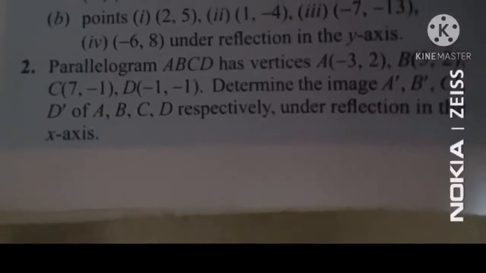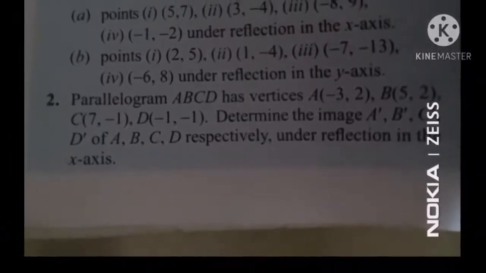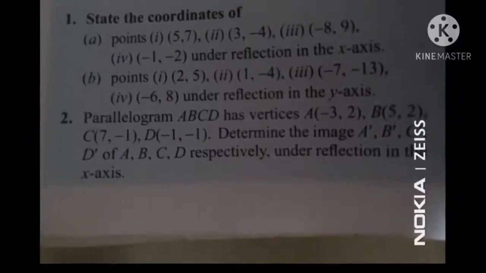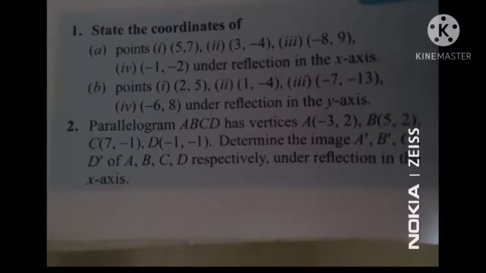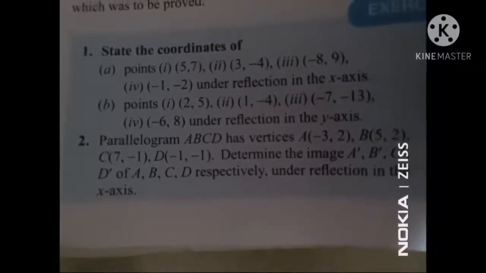Question number 2. Parallelogram ABCD has vertices A (-3, 2), B (5, 2), C (7, -1), D (-1, -1). Determine the image A dash, B dash, C dash and D dash of ABCD under reflection in the x-axis. So we will use our graph. Students, in this video I will explain how to draw the graphs of your reflection chapter exercise 10b.